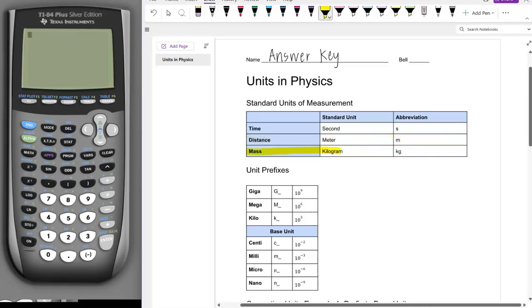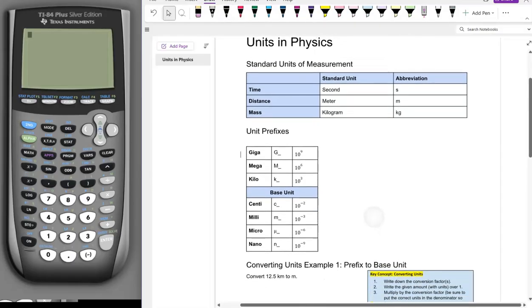And for mass, this is a little different from your other science classes. We use kilogram, which is abbreviated kg. This is different from probably what you're used to in chemistry when you measure in grams. So be careful on this one. We use a standard unit of kilogram for mass whenever we're working with different masses in physics.